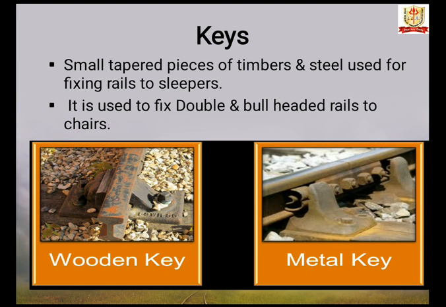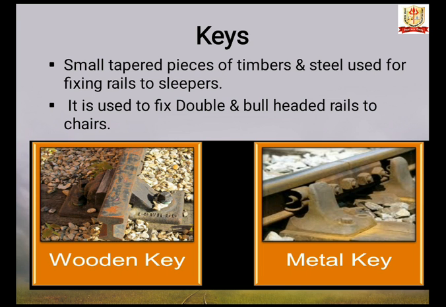Last is keys. Small tapered pieces of timber and steel used for fixing the rail to the sleeper. The key is required to keep the rail in a proper position, and may be wood or metal. They are small straight or tapered pieces to connect the rails to the chair. It is used to fix double-headed or bull-headed rails to chairs. So the different keys are timber keys or wooden keys, and metal keys.